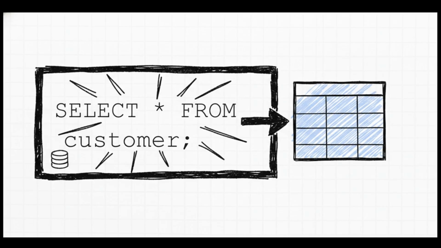So here it is, our very first complete query. Select star from customer. Now, that little asterisk, that star, is a super useful shortcut. It just means all columns. So this query is basically us asking the database, hey, show me absolutely everything you've got in that customer table.